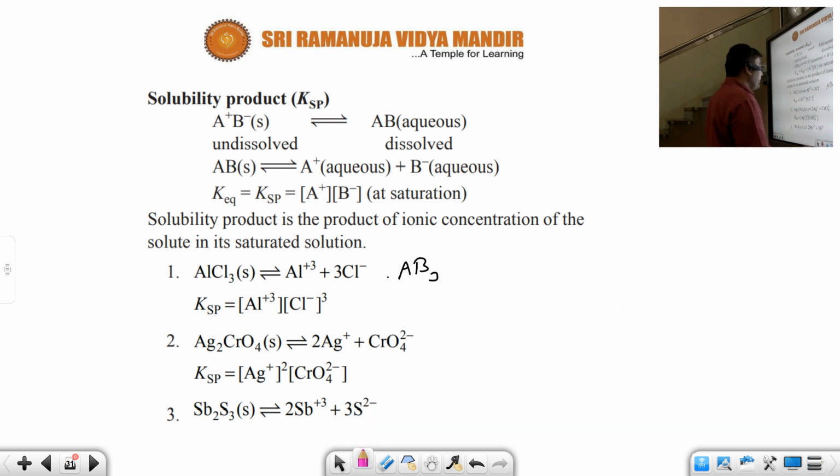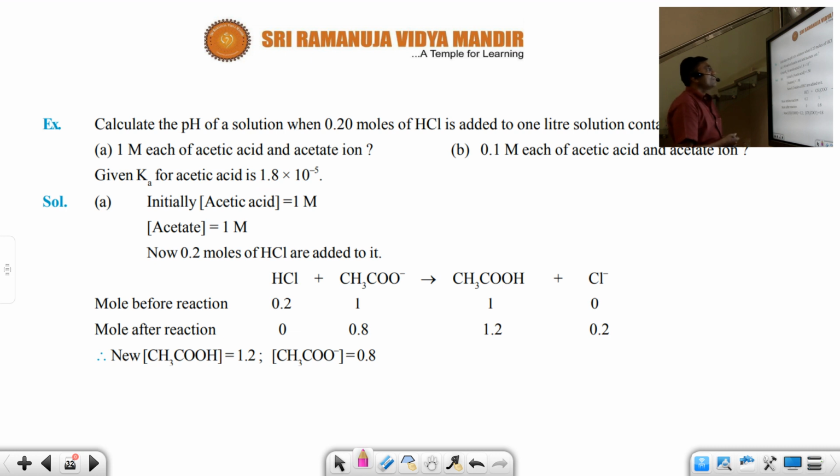Students, for AB3 type, what are you getting? You are getting 108 S to the power 5. Anyhow, you all calculated those things. Similarly, students, have a look at this example. Initially HCl is taken 0.2, this is 1. Now acetic acid is also present, this is 1.